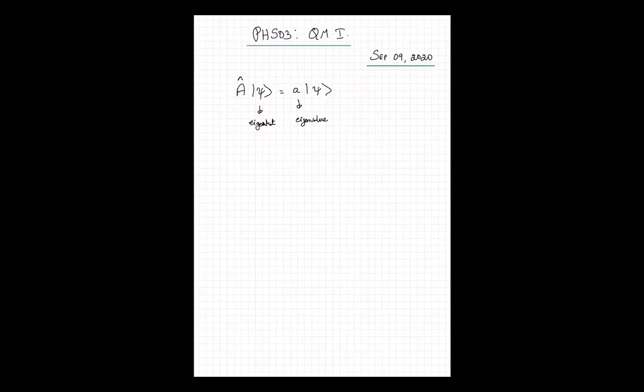So let us say that you have another operator B. Okay, another operator B. A and B are two distinct operators. Now let me take two cases. Case one. The first case is the operator A and the operator B commute.